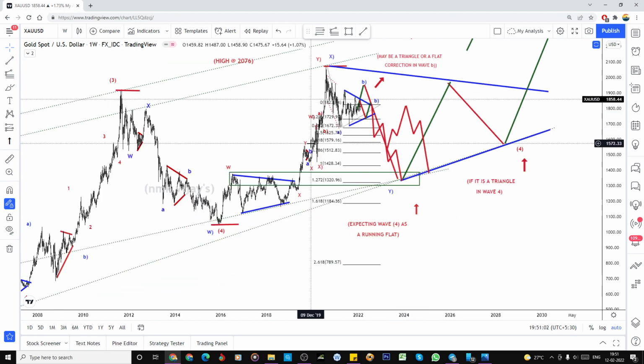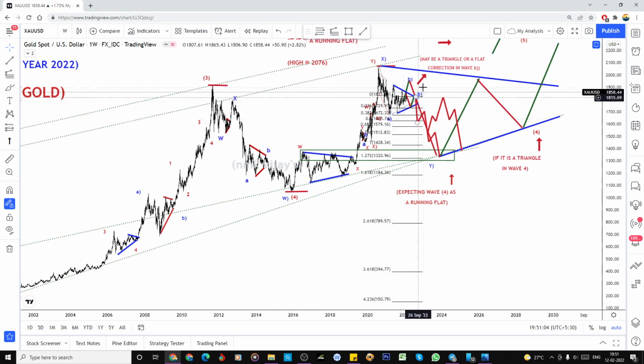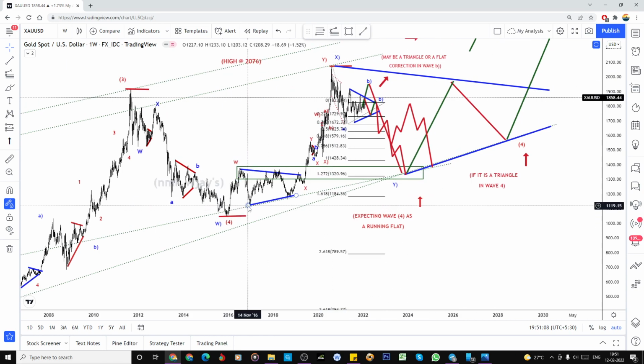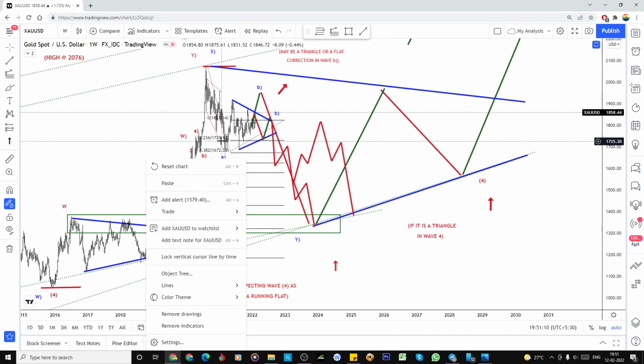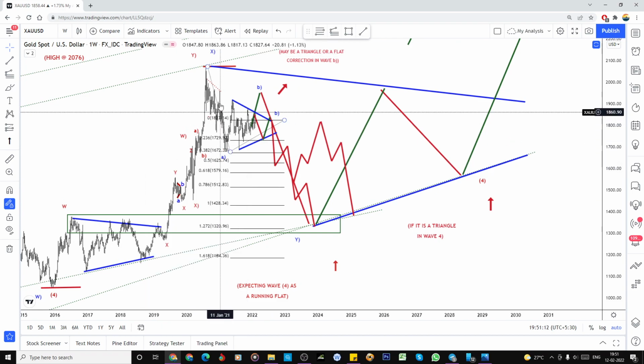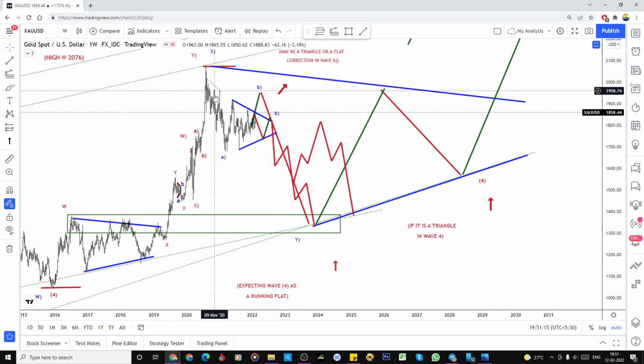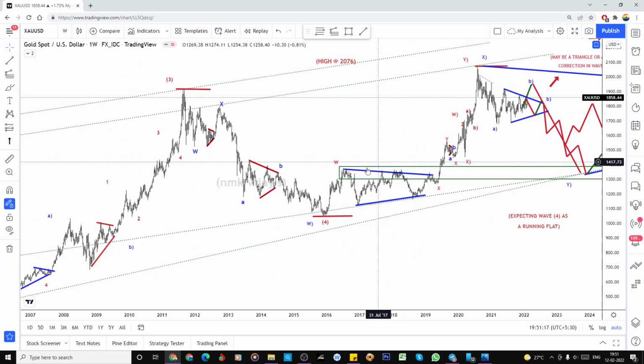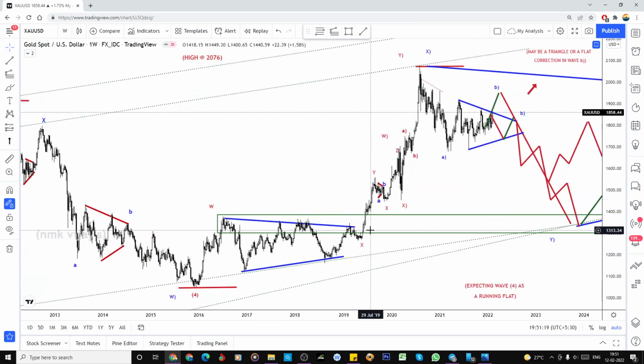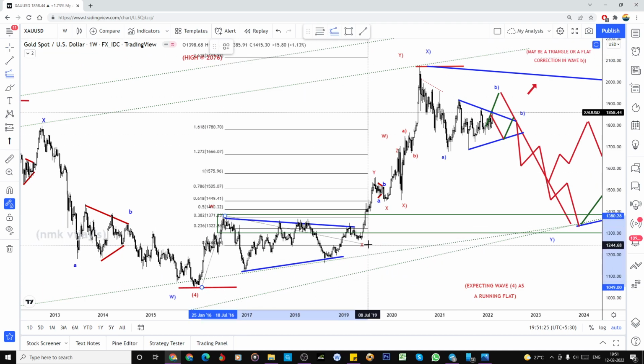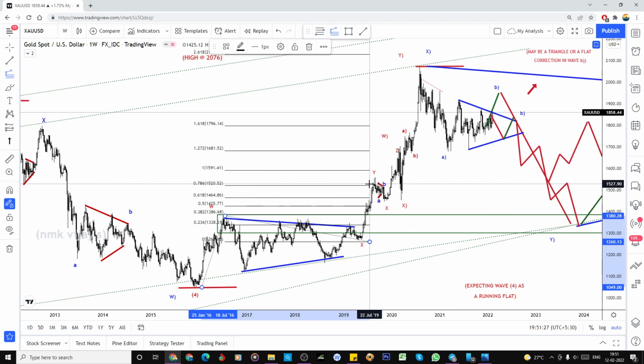But see, once the path is confirmed, we have to think. I will explain this wave count once again. This is the W, this is the X, and this is the Y. That is also 1, and the rejection came perfectly at 78.6 percent. So the Y is already completed in the 3-way structure.